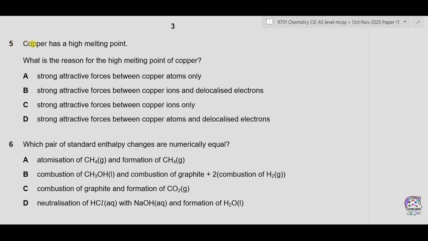Question number 5. Copper has a high melting point. What is the reason for a high melting point of copper? Now we know that copper is a metal, and what happens in metal is that the positive ions are surrounded by negative electrons on all sides, and again negative electrons are surrounded by positive ions. So because of the presence of positive ions and a sea of electrons, the forces of attraction are very strong.